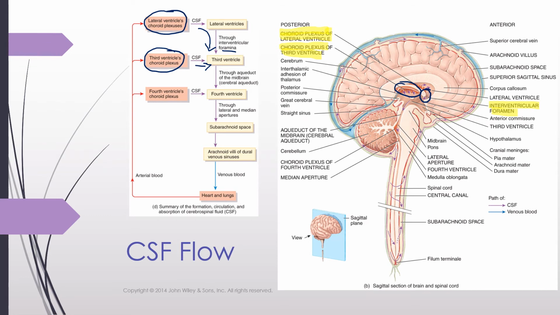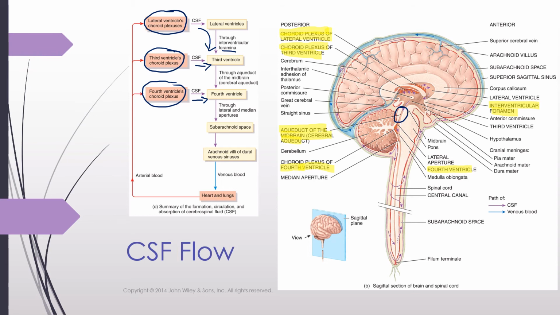The fluid then flows through the aqueduct of the midbrain, labeled right here, also called the cerebral aqueduct. This passes through the midbrain into the fourth ventricle, right here. And then the choroid plexus of the fourth ventricle contributes a little more cerebrospinal fluid. And again, it's labeled here in this little diagram.